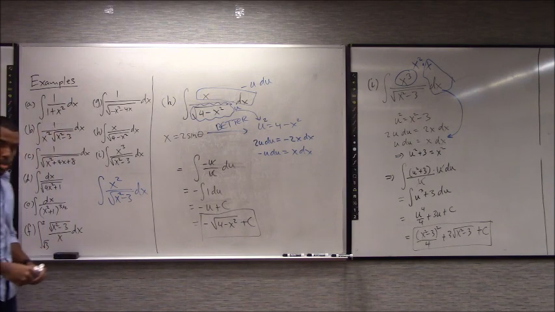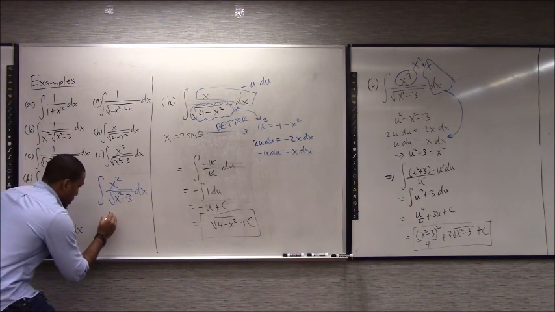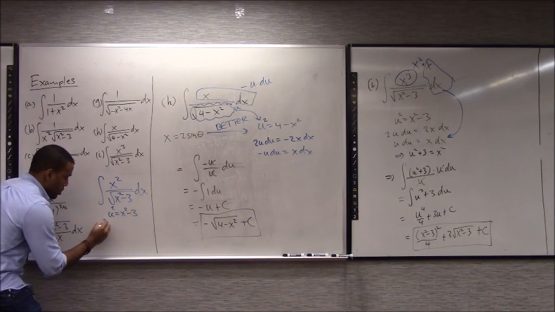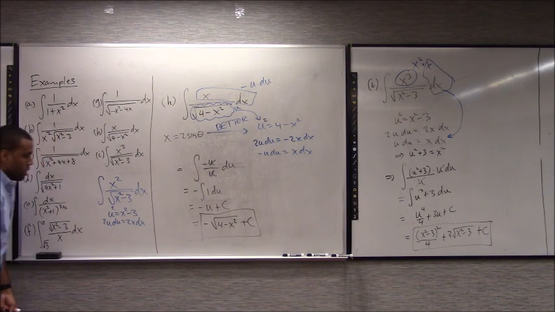Trig sub or u sub? That would be using what I said, that would be u sub. That would be a u sub? Yeah. u equals x squared minus 3, or you can do u squared. 2u du would be 2x dx.